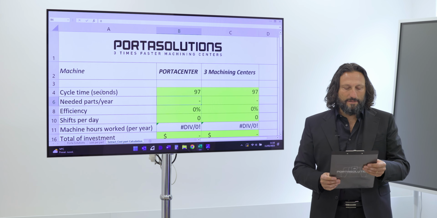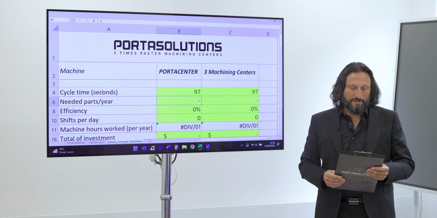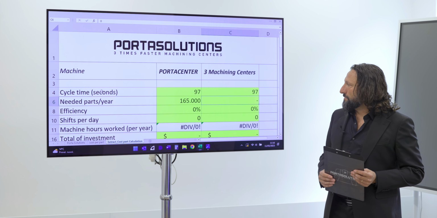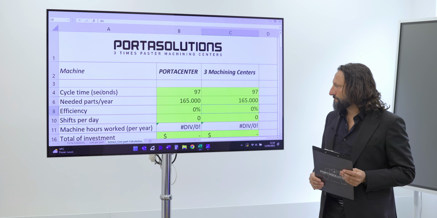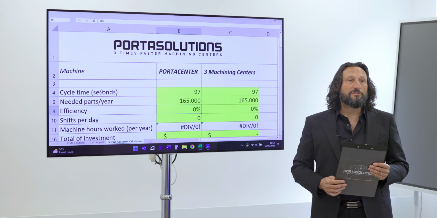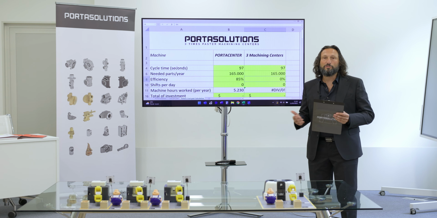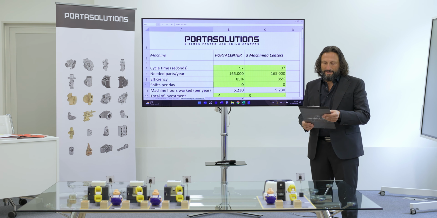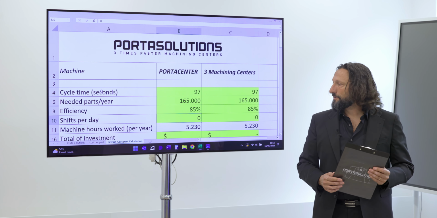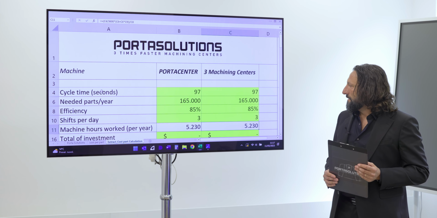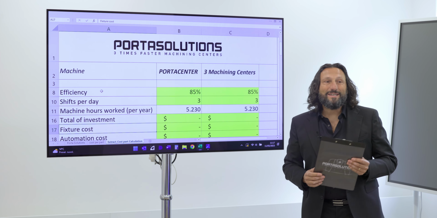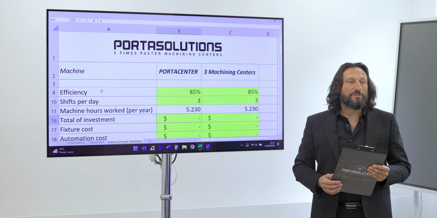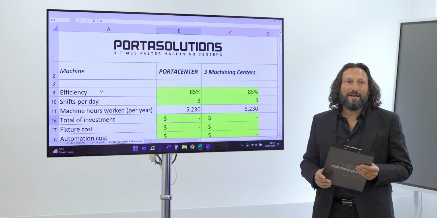Okay, the next data are the parts needed in 1 year. In this case the customer needs to produce 165,000 components. So we're going to put 165,000 in both situations. The next is the efficiency. In the industries, 85% is a good data to use for efficiency on machine tools. So both will be 85%. Next are the shifts per day. So 3 shifts per day in production. So 3 shifts and 3 shifts. In this case, we already have in the first data that shows that we need 5,230 hours to produce 165,000 parts. So up to this level, basically the data are the same.